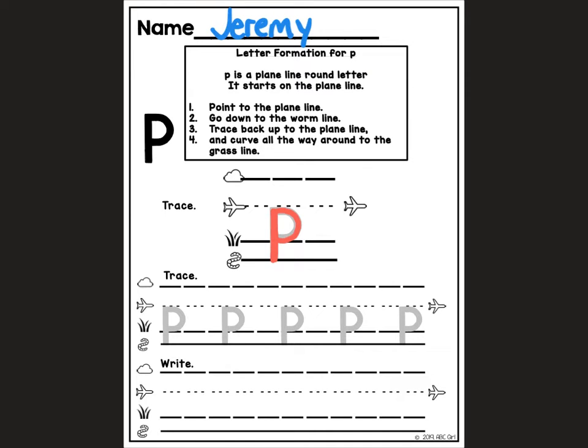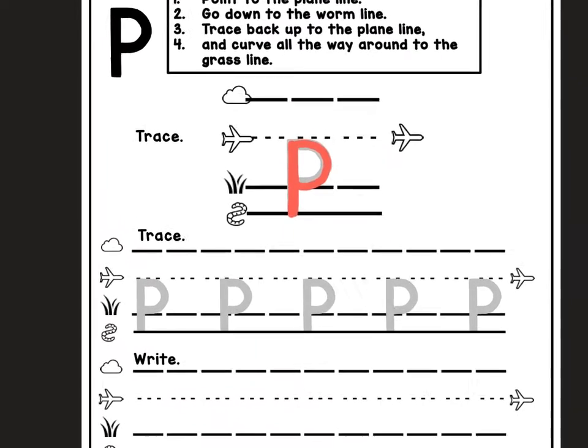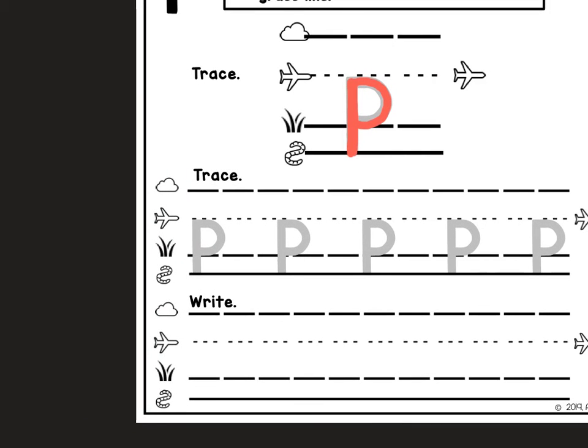Okay, let's try that as we trace the lowercase p over here. Start at the plain line, go down to the worm line, trace back up, curve around down to the grass line. Okay, down to the worm line, trace back up around to the grass line. Plain line, down to the worm line, go around and end at the grass line.